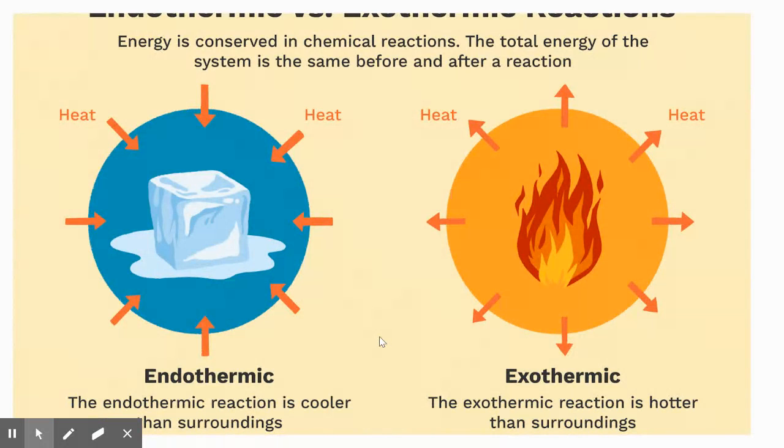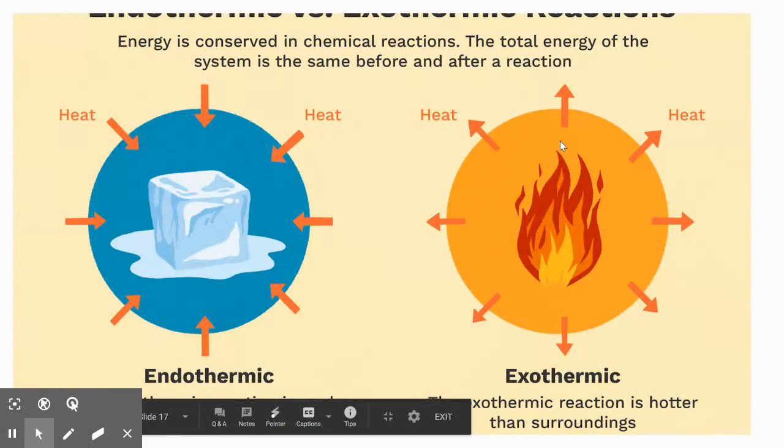An exothermic reaction, we have in our example of any time that we have a combustion reaction or a fire, then we know that heat and light are being released and put out into the surrounding environment. So we see heat is going outwards in an exothermic reaction, and heat is being pulled inwards in an endothermic reaction.